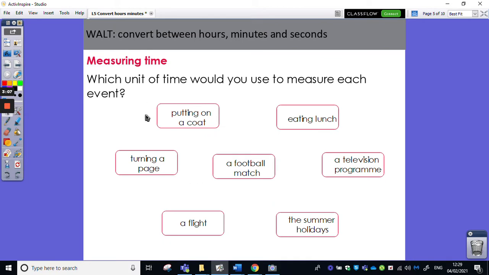So I just want you to have a look at the different events on your screen. So we've got putting on a coat, a football match, the summer holidays, a flight, etc. So I want you to think, which unit of time would you use to measure these events? So we've said minutes, we have said hours, seconds. What would you use to measure these? And think about why. So you might want to pause the video and have a think and come back when you're ready.